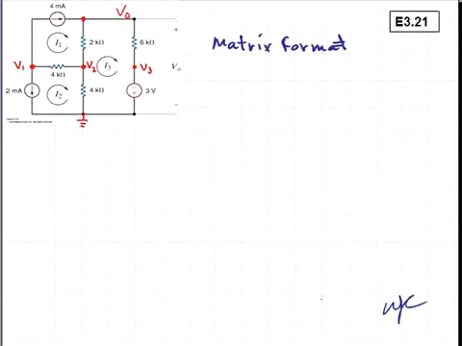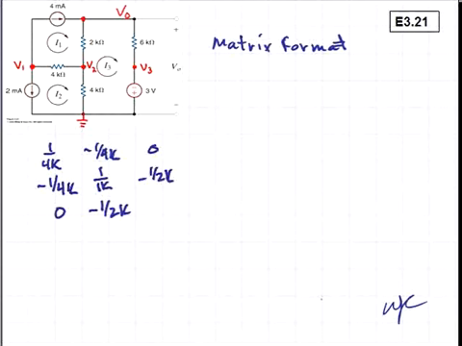Now we can write those three node voltage equations in the matrix format. We'll have 1 over 4K, minus 1 over 4K, 0, minus 1 over 4K, 1 divided by 1K, minus 1 over 2K, 0, minus 1 over 2K, and 4 over 6K. That's the conductance matrix. Notice that it is symmetric about the main diagonal for this circuit.